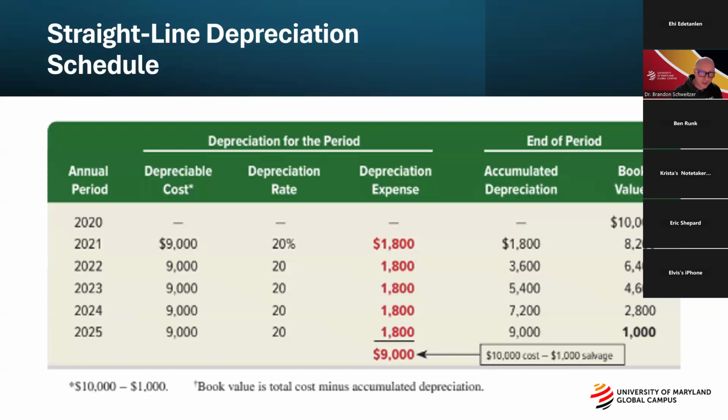On the right side, we can see the accumulated depreciation. We're adding in $1,800 per year for that 5 years. By the end of year 5, the accumulated depreciation would read $9,000. So that is straight line depreciation.